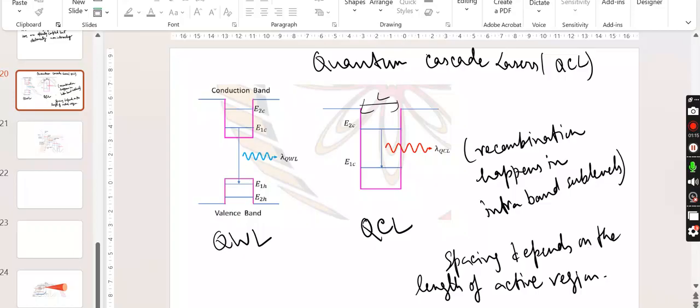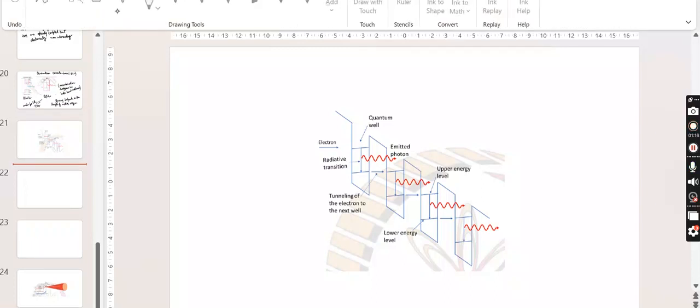It is realized by laying a series of quantum wells in this laser, so they are capable of emitting in the far infrared region, as well as in the terahertz region. And this is the schematic representation of the working of a quantum cascade laser.